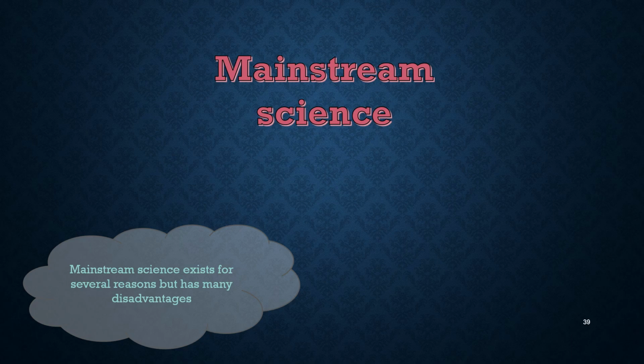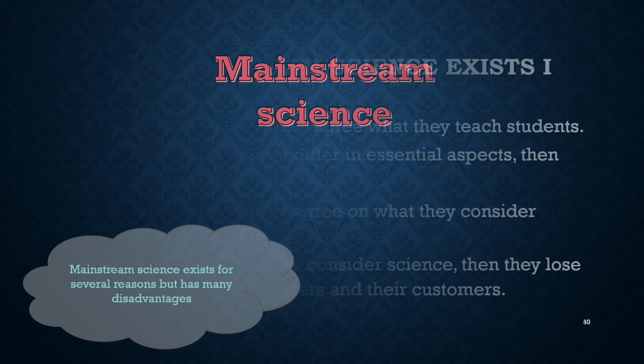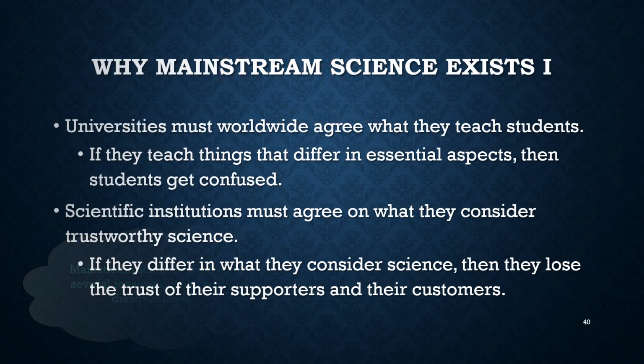Mainstream science exists for several reasons but has many disadvantages. Universities must worldwide agree what they teach students. If they teach things that differ in essential aspects, then students get confused. Scientific institutions must agree on what they consider trustworthy science. If they differ in what they consider science, then they lose the trust of their supporters and their customers.